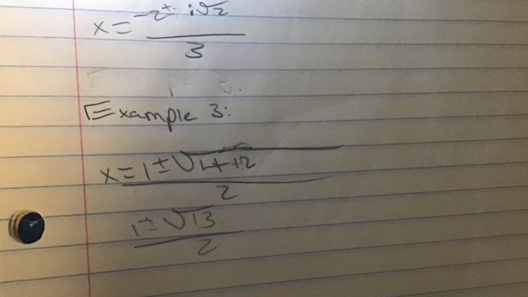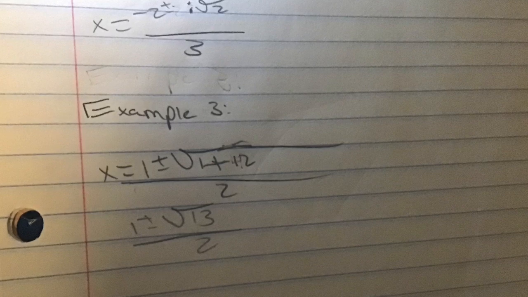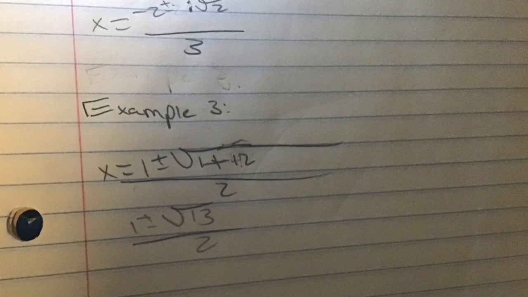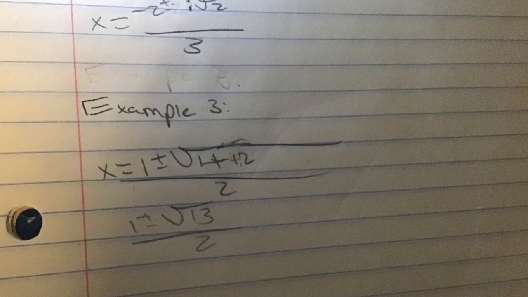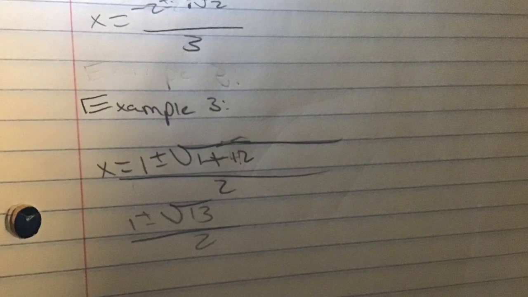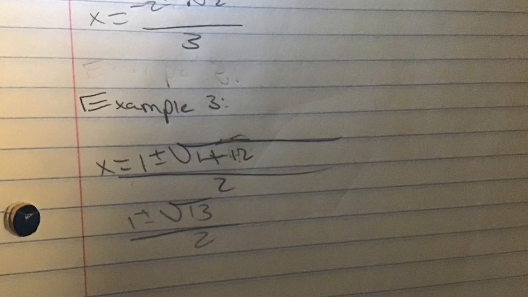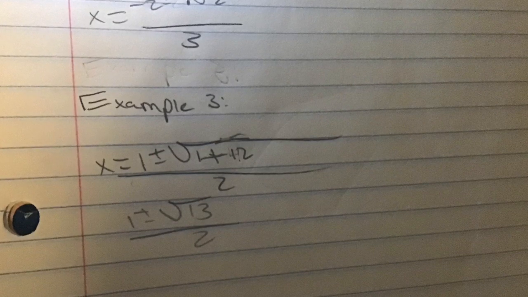Now, to simplify that, you don't have to do much with this equation, which is why this one's a little easier. All you have to do is add inside the square root 1 plus 12, and that's 13. So that leaves you with your final answer of 1 plus or minus the square root of 13, over 2.